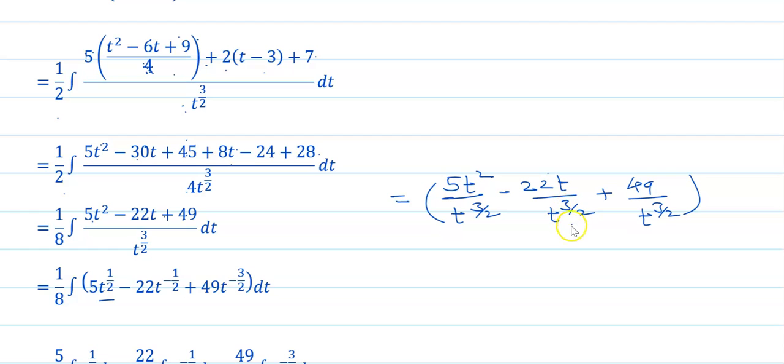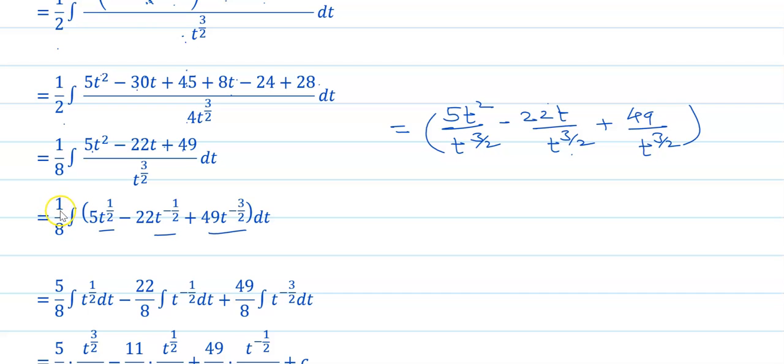t upon t raised to 3 by 2 means what? 1 minus 3 by 2 means what? t raised to minus 1 upon 2. 49 upon t raised to 3 by 2 means what? 49 into t raised to minus 3 by 2. This is important. Okay, आता पुढचं इंटिग्रल इझी आहे. Okay, separate it. 1 by 8 into integral 5 t raised to 1 upon 2, means 5 by 8 integral t raised to 1 upon 2 into dt. Again 22 upon 8 integral t raised to minus 1 upon 2 into dt. Next again 49 upon 8 integral t raised to minus 3 by 2 into dt.